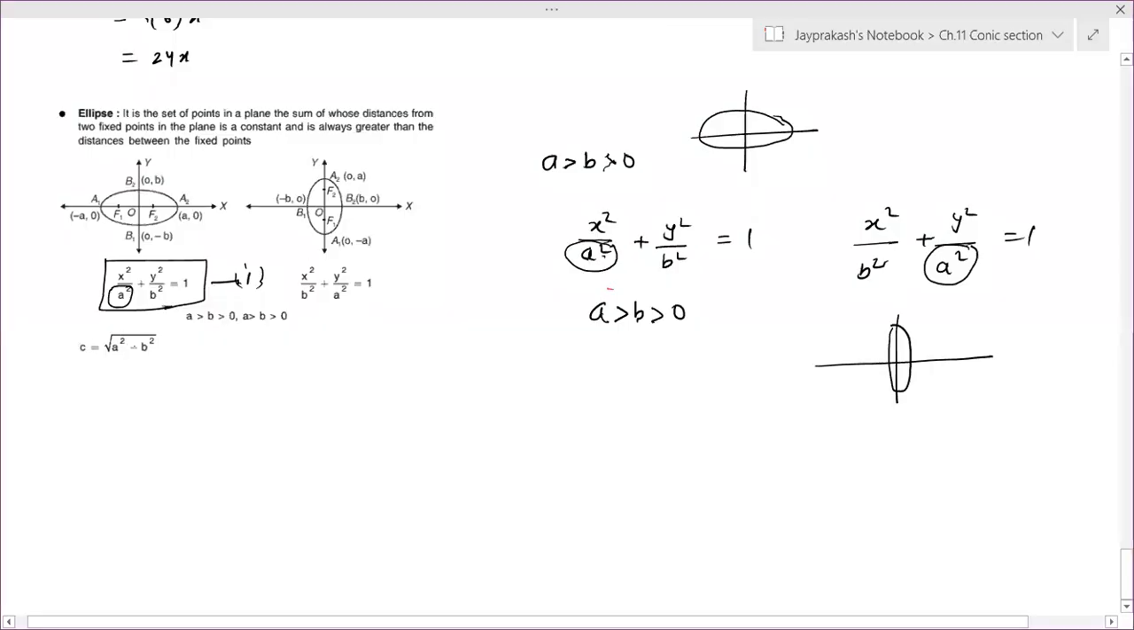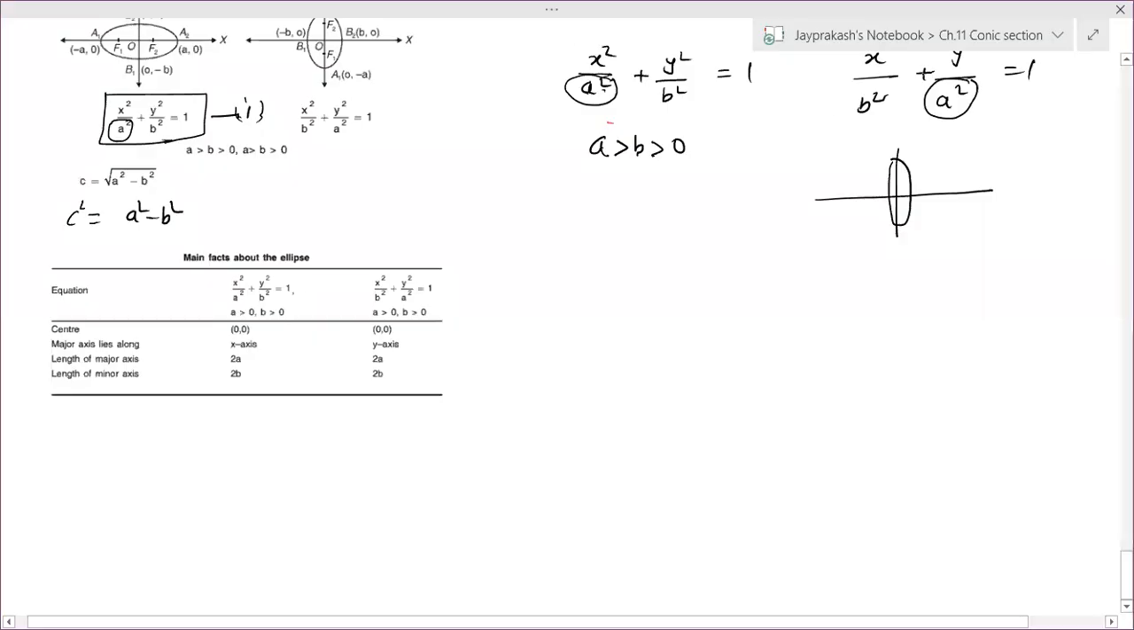Then the relation between a and b, that is c is equals to a square minus b square, or you can also write c square is equals to a square minus b square. Now we will use c to find the different foci, axis point, then the major axis. Eccentricity also has to be found in this. Equation of both the axes, expanded axis, that is x square by a square, and second case y square by a square, where a is greater than b.